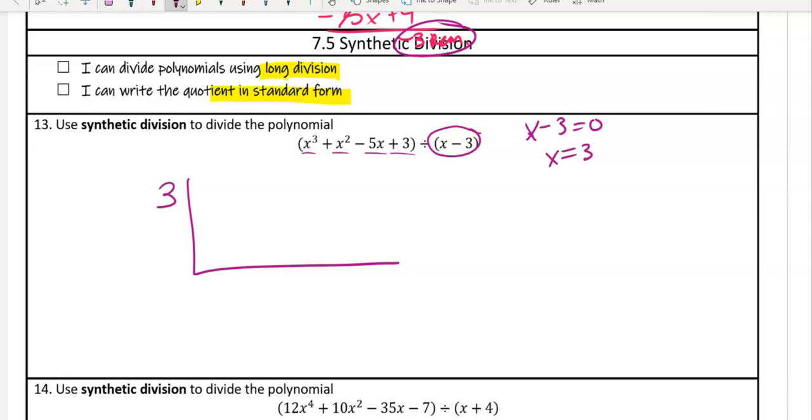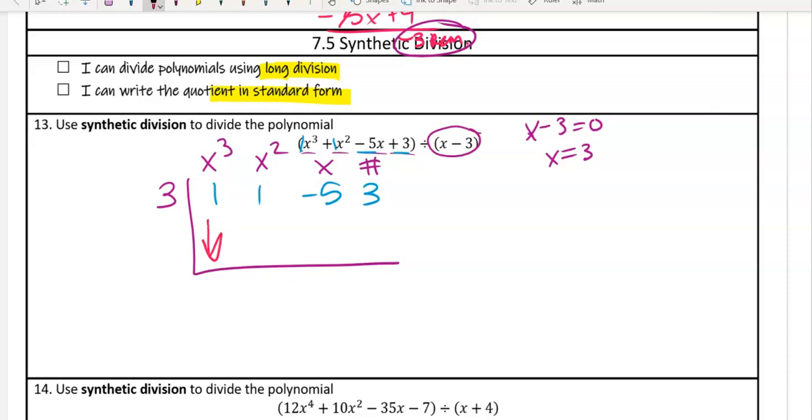So starting here, we have an x to the 3, we have an x squared, we have an x, and a constant. And again, if you for some reason are missing, there's a gap in your sequential order of the exponents, then you need to make sure you use a placeholder. In this case, we are good to go. Next, we will list our coefficients. Here we have 1, 1, negative 5, and 3.